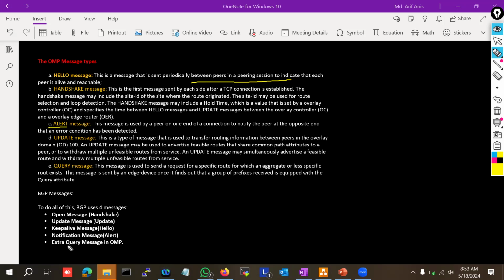And an extra message in OMP is the query message. This message is used to send a request for a specific route for which an aggregate or less specific route exists. This message is sent by an edge device once it finds that the group of prefixes received matches the query attribute. So if a site finds a group of routes, it will send the query message to get all the routing information.